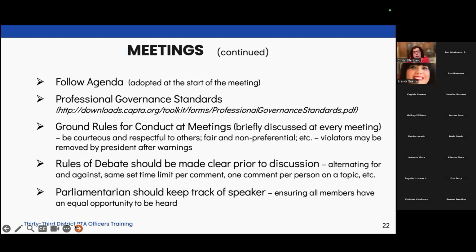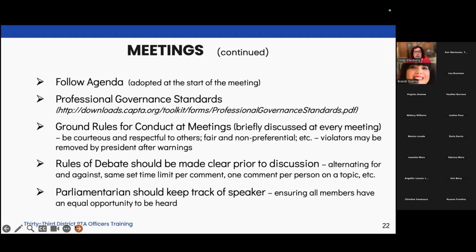There is a professional governance standards document that PTA has. The website is listed here. Basically, as a board, you have adopted the standards of how to deal with your meetings, the levels of respect, and just everybody signing off on it. Your board would adopt these professional governance standards. They can be very helpful because everyone would be on the same page.